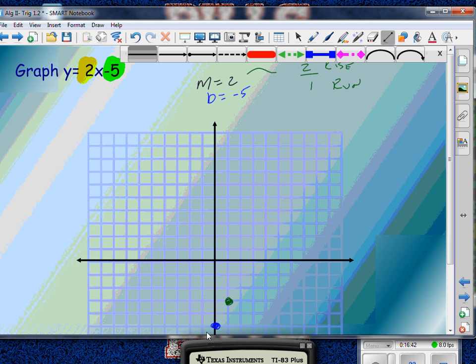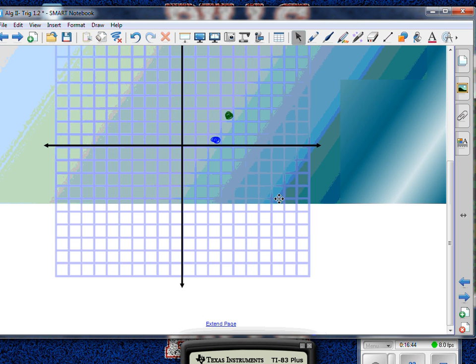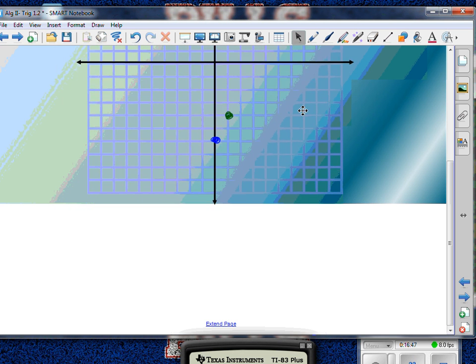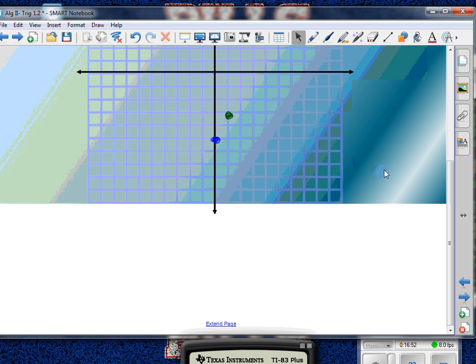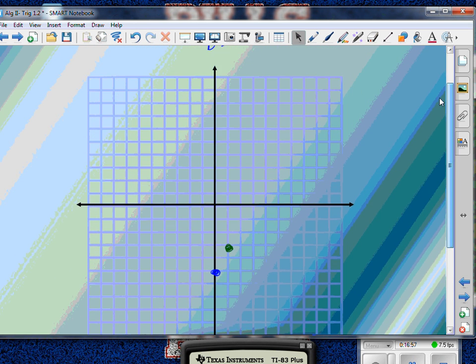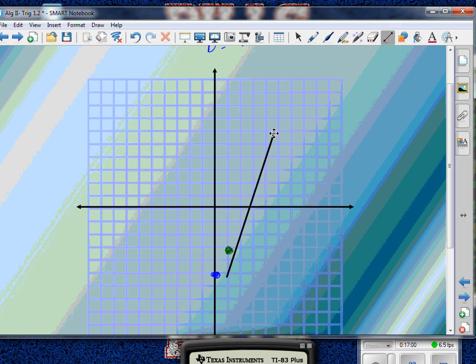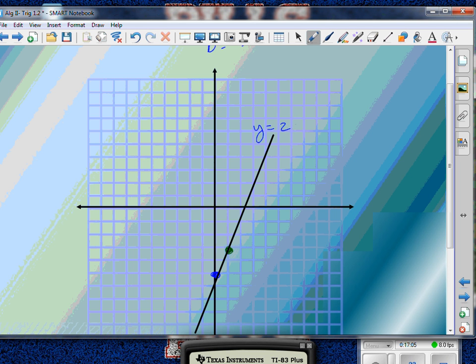Once you have both points, slope is always a fraction. If it's not, it's over 1. I'm going to draw a line through there, and I'm going to label it y equals 2x minus 5. It's important that you label your lines. Throughout the year, we're going to do multiple graphs at once, and you have to be able to distinguish which one's which. Questions?